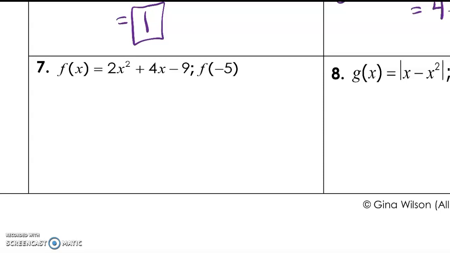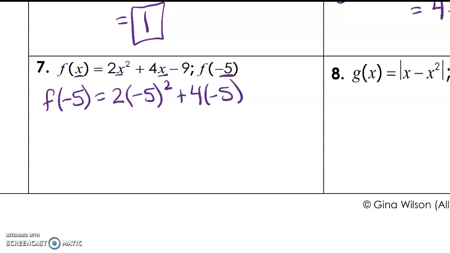Number 7, we have another negative that we're squaring, and we're multiplying it by 2. You do not multiply first, so write it out exactly like this. f of negative 5 equals 2 parentheses negative 5 squared plus 4 times negative 5 minus 9.